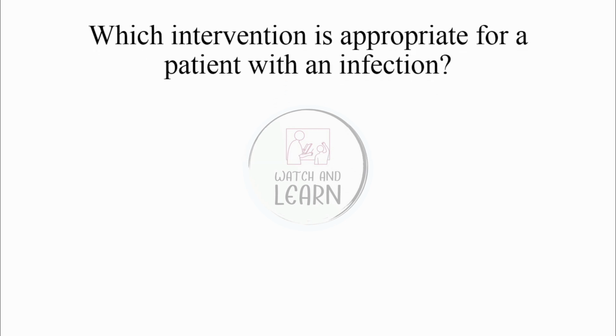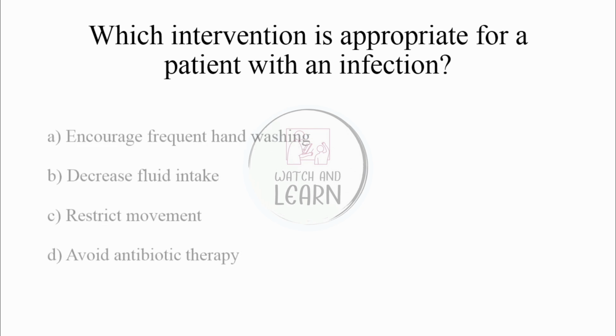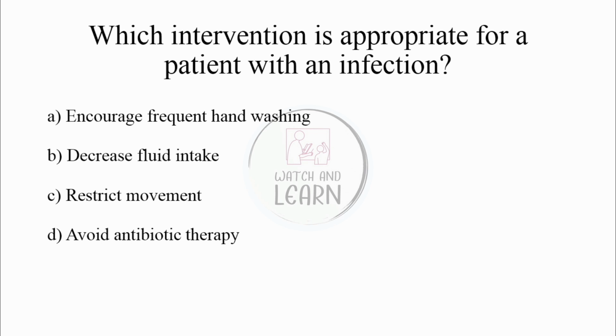Which intervention is appropriate for a patient with an infection? Options are option A, encourage frequent hand washing. Option B, decrease fluid intake. Option C, restrict movement. Option D, avoid antibiotic therapy. The right answer is answer A, encourage frequent hand washing.